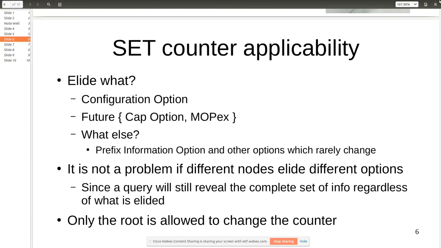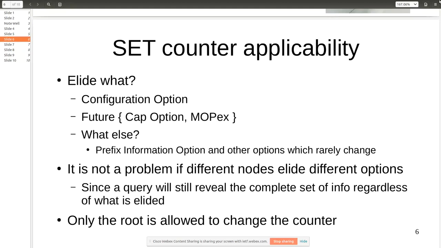Now, I thought about one point: if different nodes decide to elide different information, for example, if there is a node downstream which decides to elide the prefix information option, but there is another node which doesn't decide to elide that, will that be a problem? As of now, I don't think that will be a problem, since we would have a clear mechanism of telling whether the information is fresh or stale in the future based on the sequence counter, the set counter. So that should not be a problem.